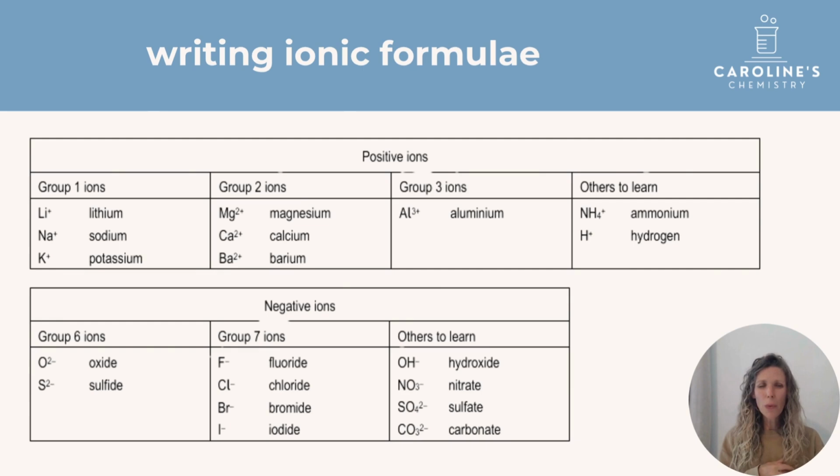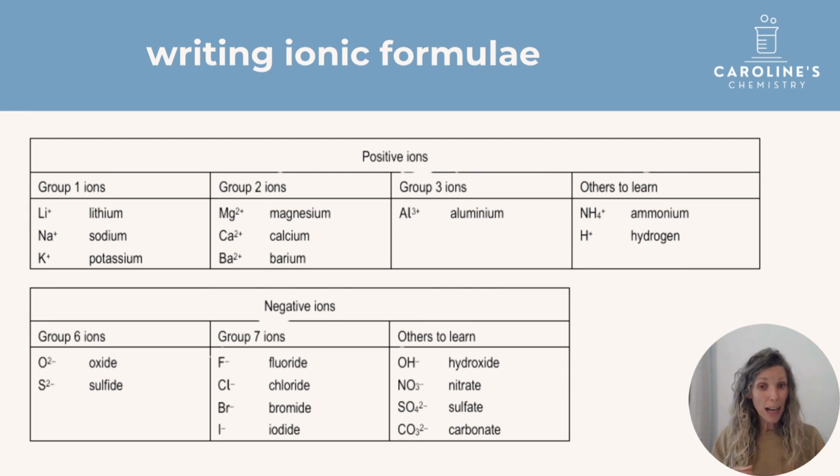And you might be thinking, well, what about groups 4 and 5? Why aren't you mentioning them? It's because they do not tend to make ions. They tend to be involved in simple molecular substances, for example. Now, there are some ions, however, that we do just need to learn. You can't figure them out from looking at the periodic table.